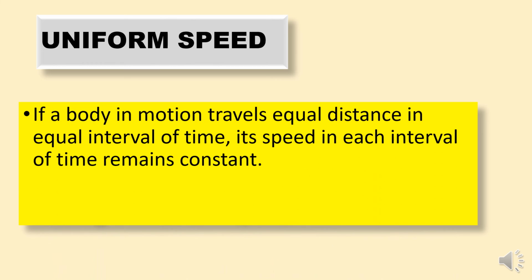Uniform speed. Uniform speed is the same as the concept of uniform motion. If you have not understood that concept of uniform motion, go to the previous video first and then come back to this point. If a body in motion travels equal distance in equal intervals of time, its speed in each interval of time remains constant.